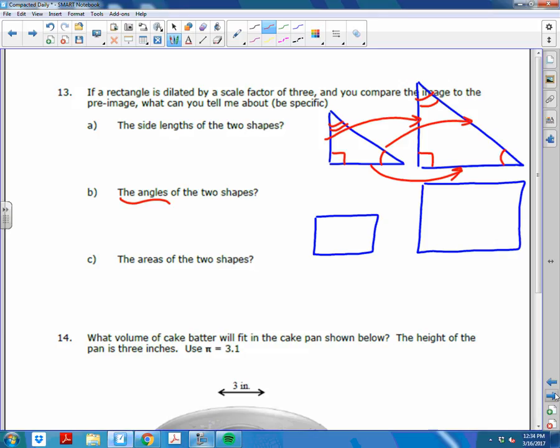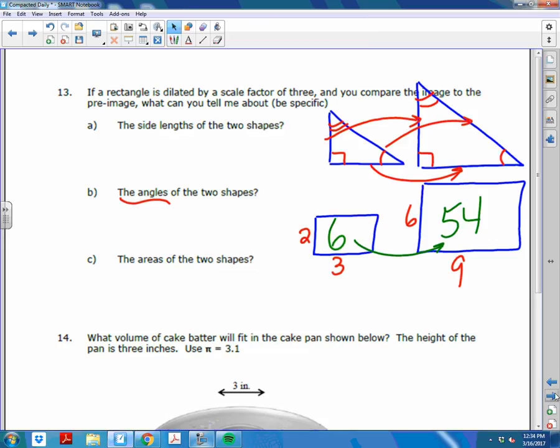So here's what happens. If you have a rectangle that's 2 and 3, and you apply a scale factor of 3, you end up with 6 and 9, right? Rectangle, I'm sorry. So the area here is 6. The area here is 54. So you have to ask yourself, how do you get from 6 to 54? Alex? This one's easy.